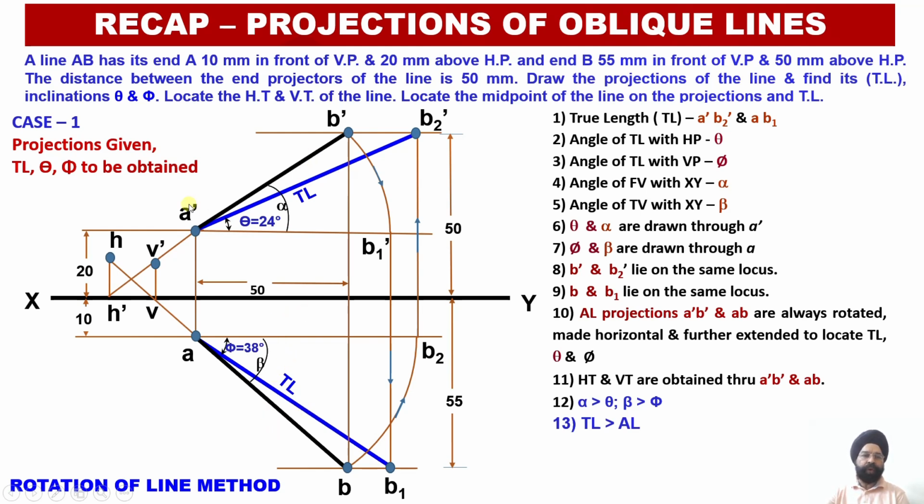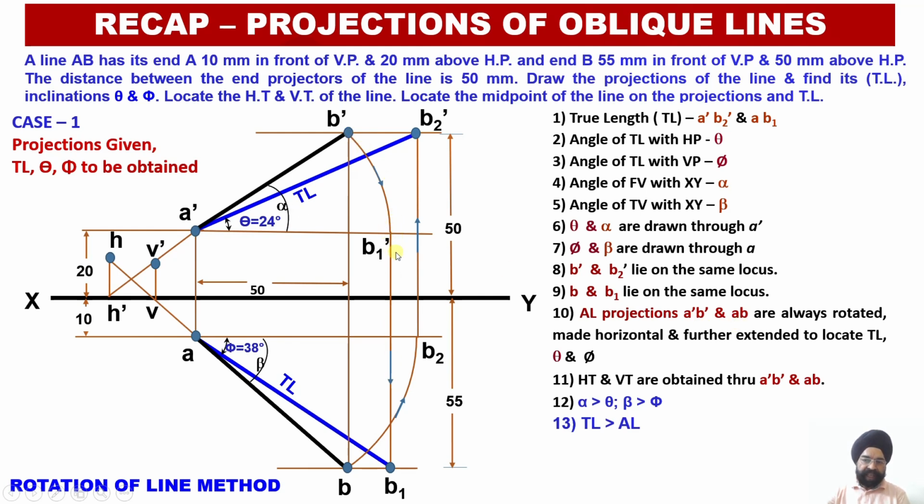And another thing we need to remember: angles theta and alpha are drawn through A dash. Angles beta and phi are drawn through A. And very important, apparent length projections A dash B dash and AB are always rotated.